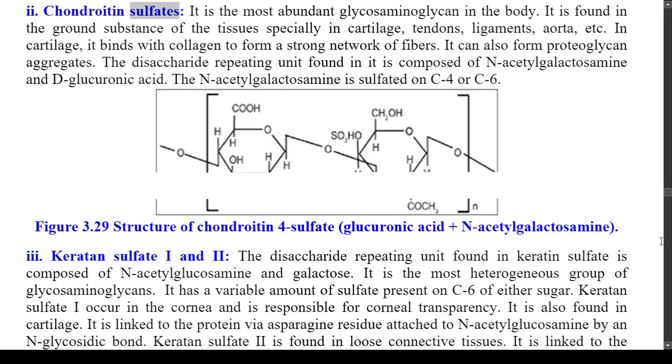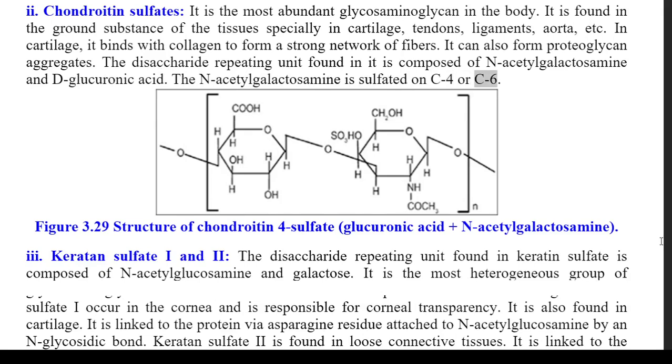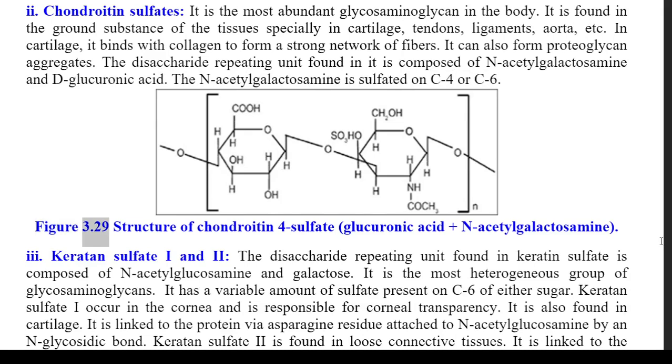2. Chondroitin sulfates. It is the most abundant glycosaminoglycan in the body. It is found in the ground substance of the tissues, especially in cartilage, tendons, ligaments, aorta, etc. In cartilage, it binds with collagen to form a strong network of fibers. It can also form proteoglycan aggregates. The disaccharide repeating unit found in it is composed of N-acetylgalactosamine and D-glucuronic acid. The N-acetylgalactosamine is sulfated on C4 or C6. Figure 3.29: Structure of chondroitin 4-sulfate, glucuronic acid plus N-acetylgalactosamine.